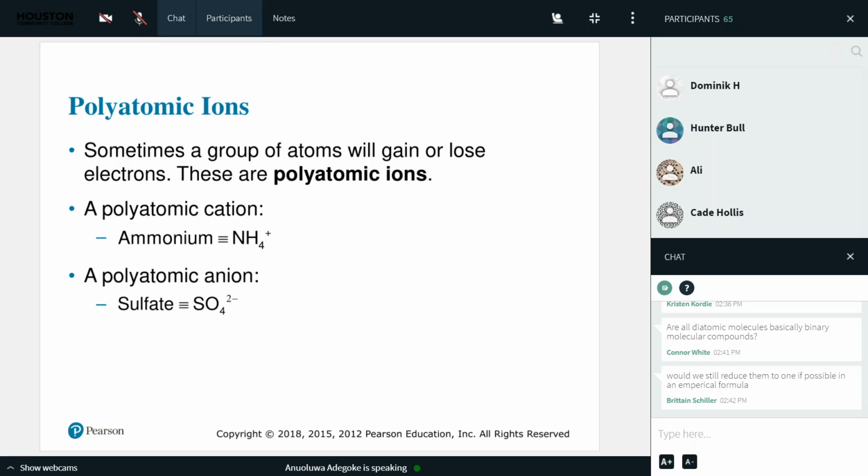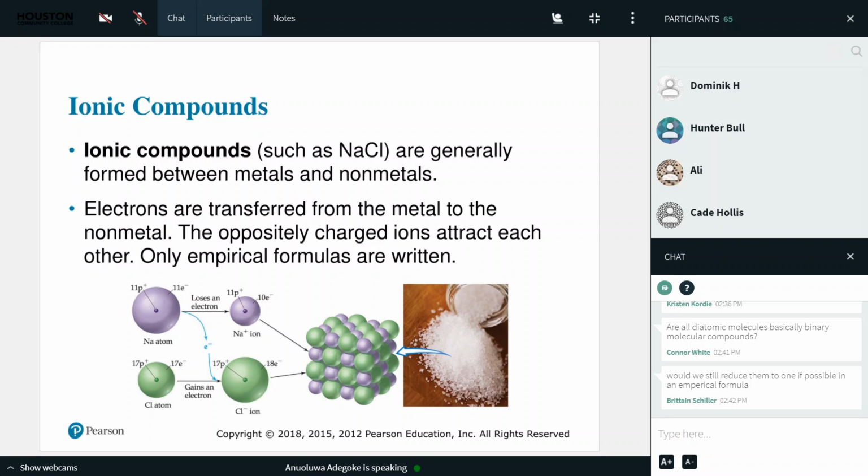A polyatomic ion is a group of non-metals typically that have a charge. That charge goes for the whole thing. That 2 minus charge goes for everything. When we get to chapter 8 and chapter 9, we will learn how to draw the structure of this, and you will understand why this charge goes for the whole compound.